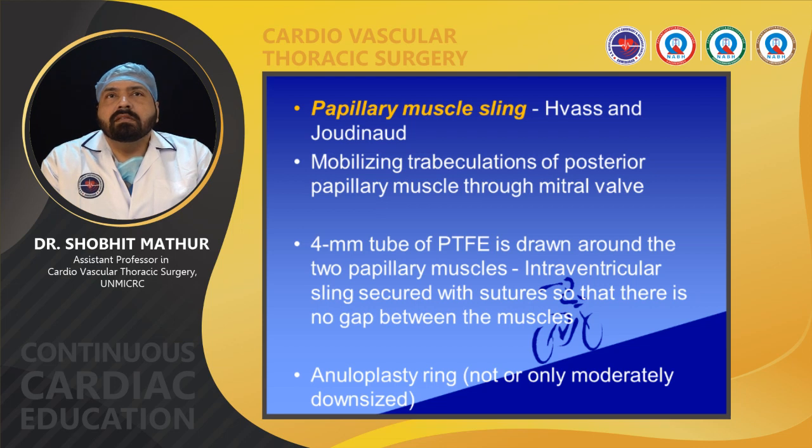A papillary muscle sling technique advocated by Hvass and Joudinaud. What is done in this technique is basically mobilization of the trabeculations of the posterior papillary muscles through the mitral valve. A 4 mm tube of PTFE is drawn around the two papillary muscles. The intraventricular sling is secured with sutures so that there is no gap between the muscles. An annuloplasty ring is also used in this technique.